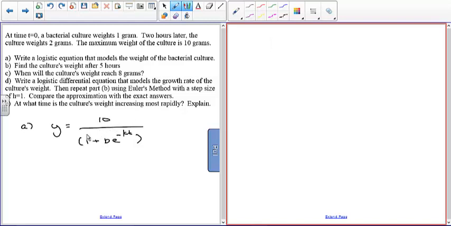Well, we know what the equation looks like. It's y is equal to 10 over 1 plus b e to the minus kt. So what we need to do is use the fact that at t equals 0, the amount of bacteria is 1 gram. So we go to the equation, set the left-hand side equal to 1.